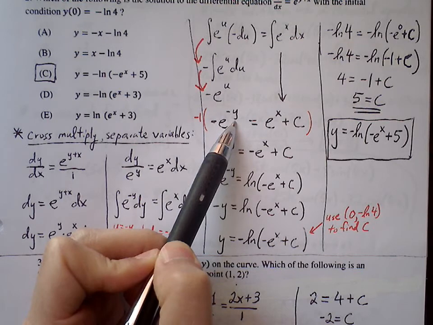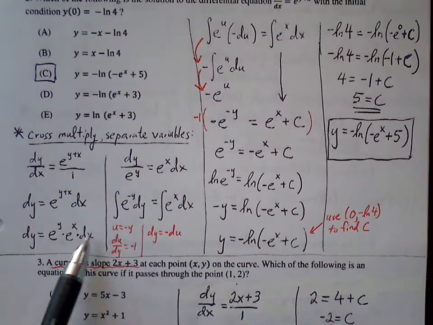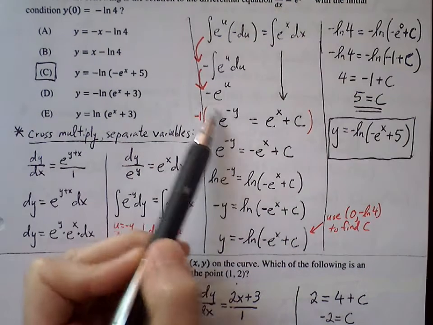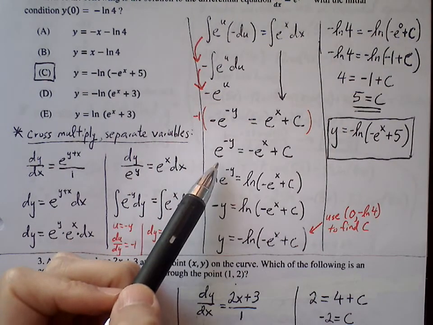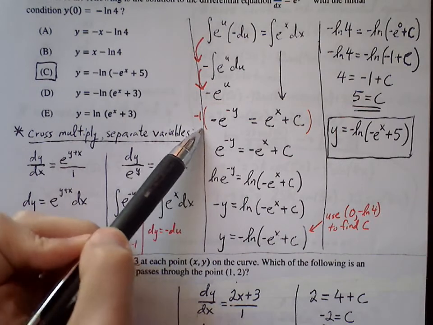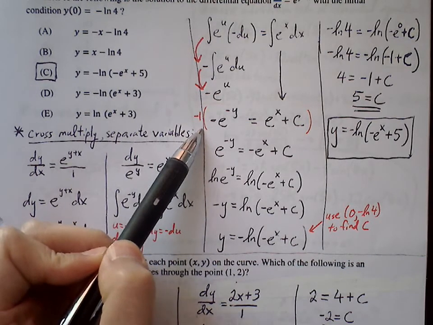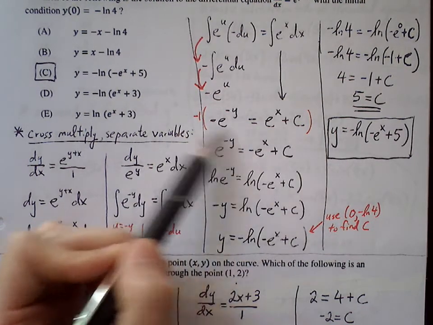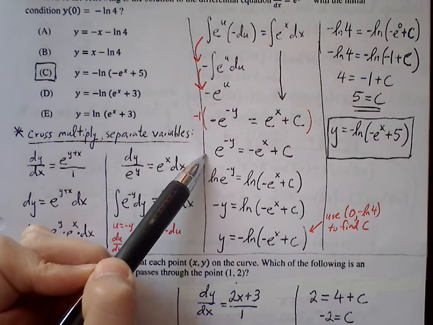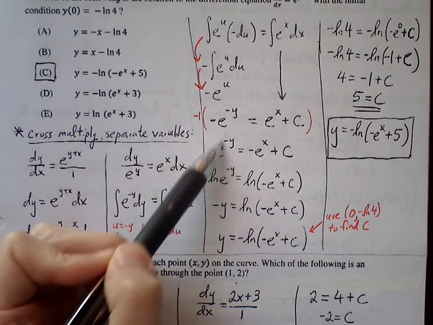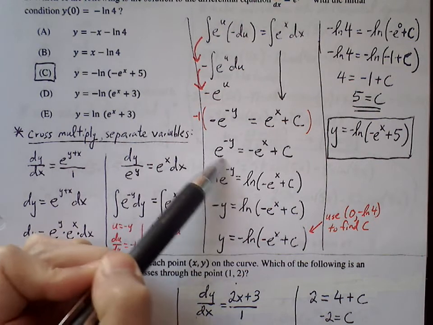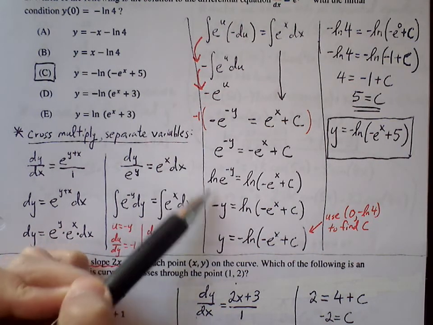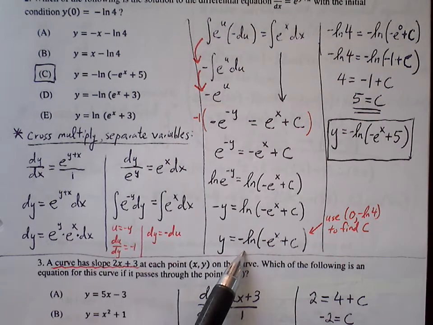If I go back and replace the u with the original variable. And the right side is clean. It's just e to the x plus c. I'm going to go ahead and try to solve for y first. So I'm going to multiply everything through by negative 1. I want to bring that y down, so take the natural log of both sides. Bring that negative y down, natural log of e goes away. And now I have my general equation.